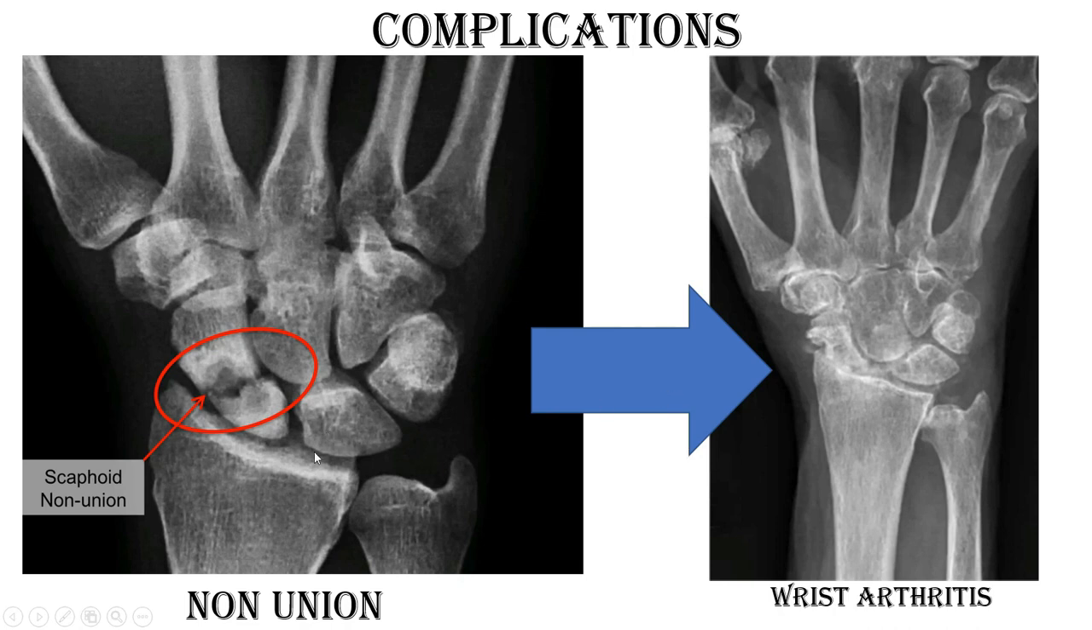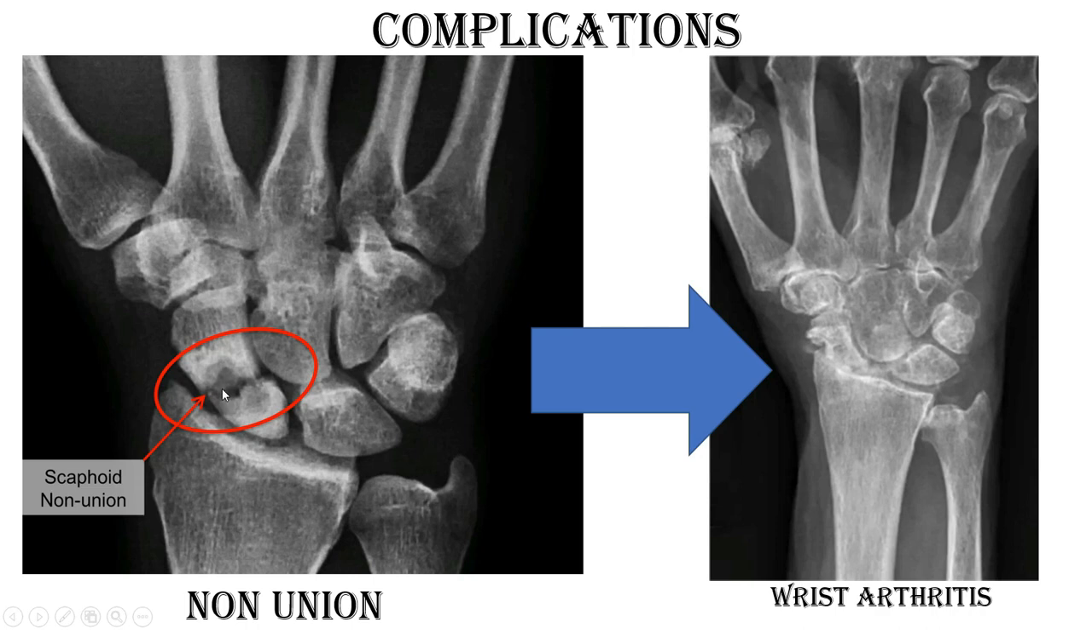Now, complication: in the long run there will be non-union. See, there is a palpable gap, a significant osteolytic gap, the irregularity of the fracture site smoothens up, and there is sclerosis on both sides of the fracture site. So there must be a history of fall, and clinically there will be pain in the scaphoid fossa. After 6 to 8 months, the patient came with this type of non-union. This is called scaphoid non-union.